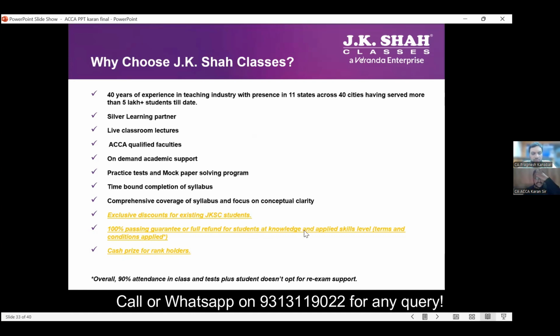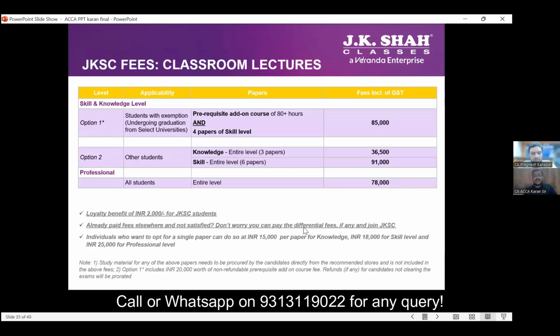Got it. Yes. So this is the fee structure. Classroom lectures, professional level, 78,000. So this is classroom lecture fees of 78,000. Yes, 78,000 for all 4 papers put together, inclusive of GST. Got it. Professional level is 78,000, classroom face-to-face coaching, this one is.